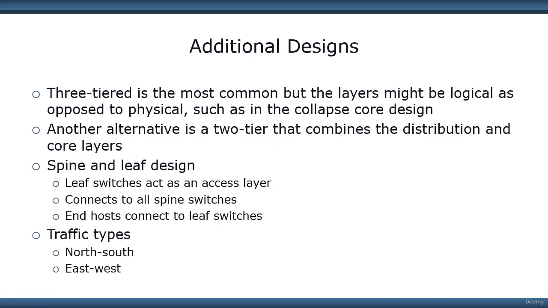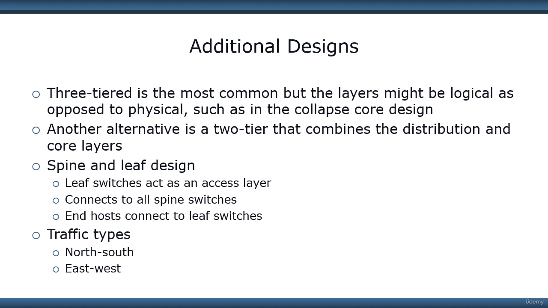Now, three-tiered is the most common, but the layers might be logical as opposed to physical, okay? Because a lot of organizations are just too small to really need a three-tiered model. So typically they'll use the alternative of two-tiered, which combines the distribution and core layer and is referred to as a collapsed core design. And again, that's done for the sake of simplicity as well as to cut cost. Okay. There are a couple of other designs as well.